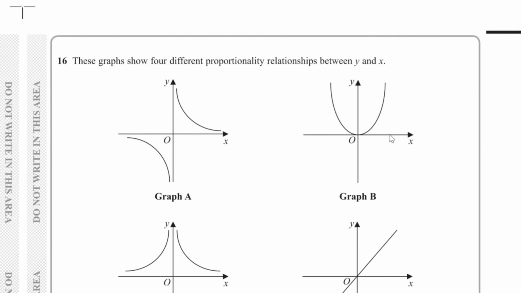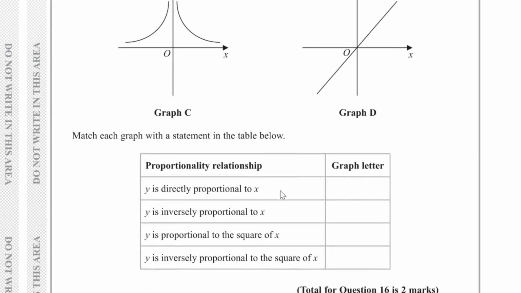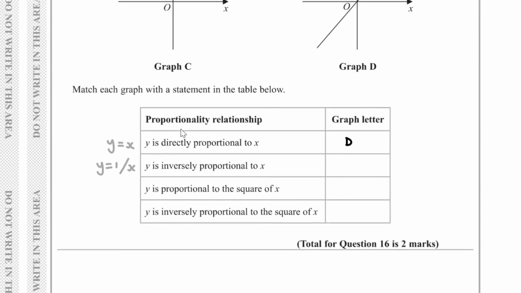Question 16. These graphs show four different proportionality relationships between y and x, and we have to match each graph with the statement in the table below. So y is directly proportional to x. Well, this means y equals x, and that corresponds to graph D. Y is inversely proportional to x. Well, this means y equals 1 over x. So this corresponds to graph A.